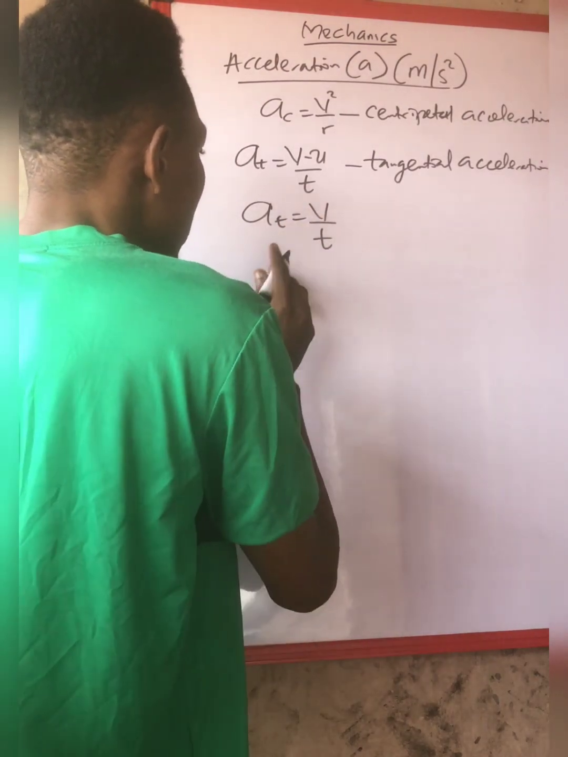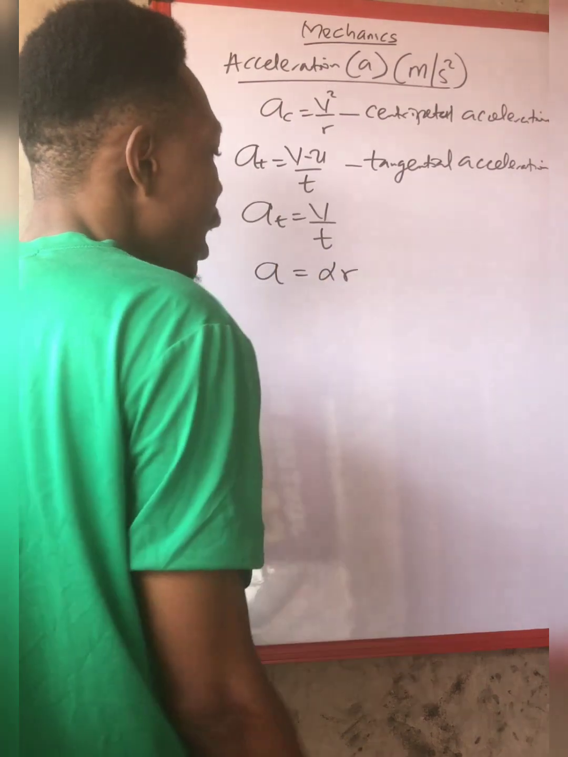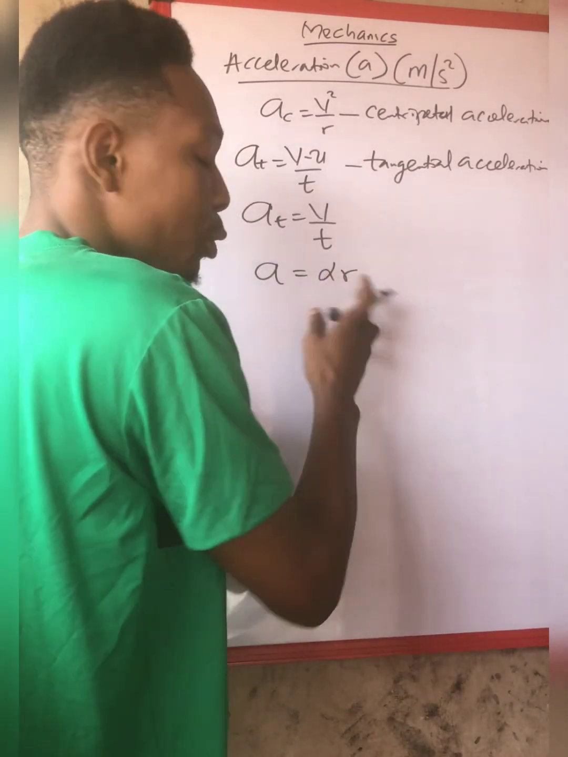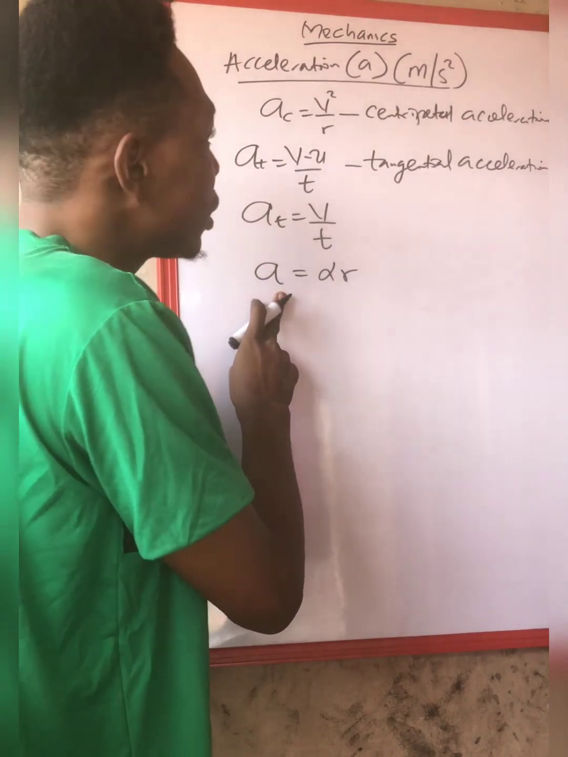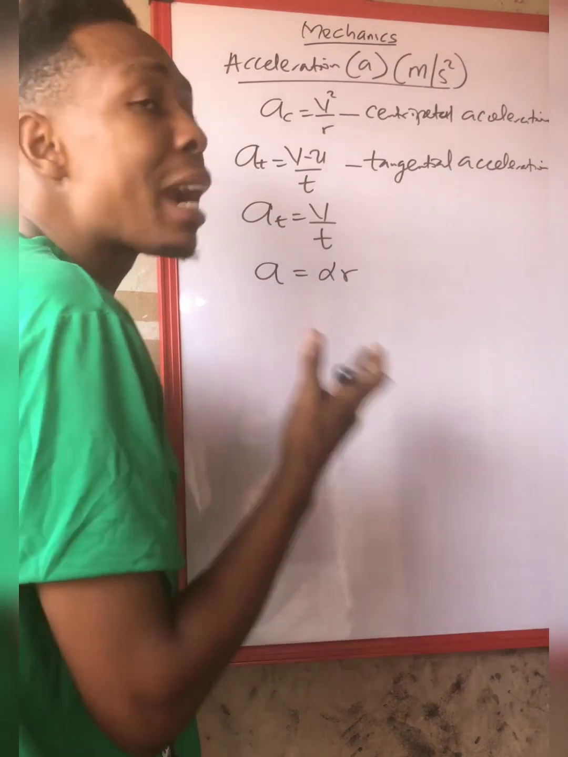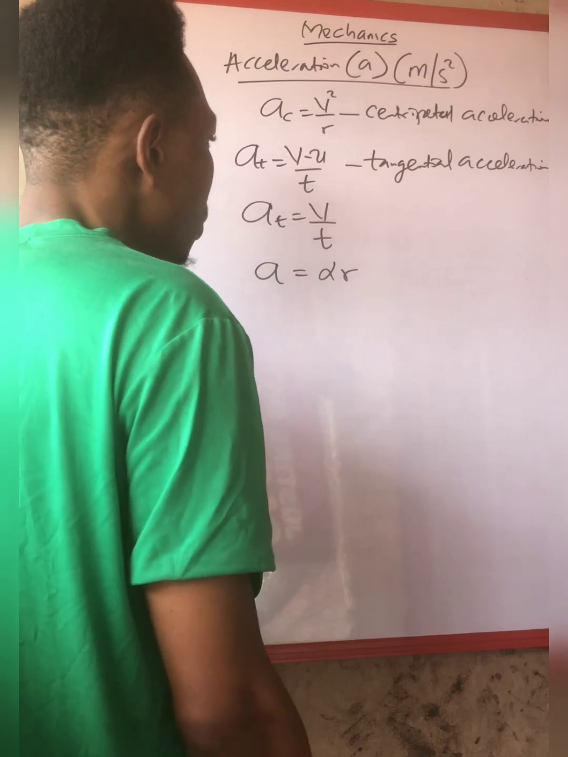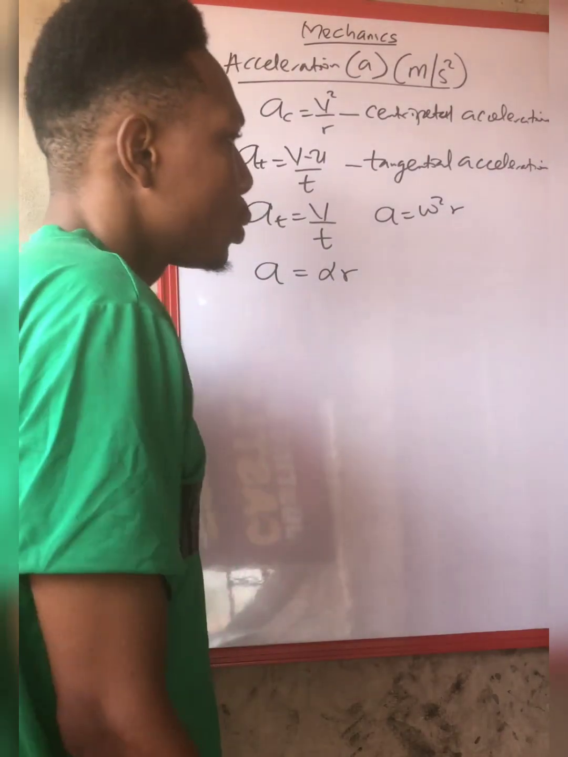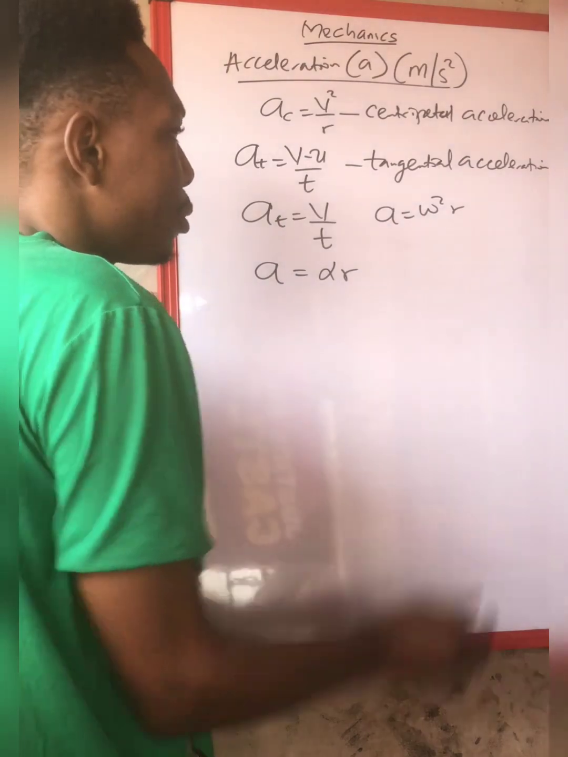And the next one, we also have A equals alpha R. So alpha there is known as angular acceleration, and you have your radius. Sometimes you can also take this to be your tangential acceleration, depending on the question and depending on the parameters given in the particular question. Okay, so we also have A equals W squared R. So for the acceleration, we are going to stop here for now.